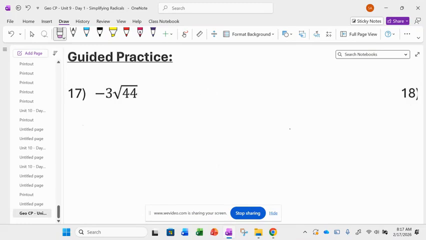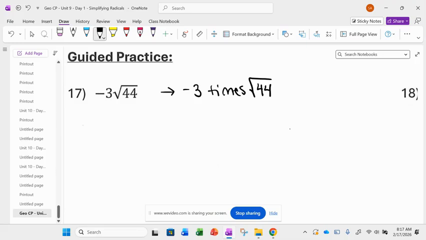Same thing with a radical. When you have a number and then a radical, it represents multiplication. So this is saying -3 times the square root of 44. That's what this says, -3 times the square root of 44. But the way we read this is -3 root 44. Just like we'd say 3x, we don't say 3 times x. We would say -3 root 44.